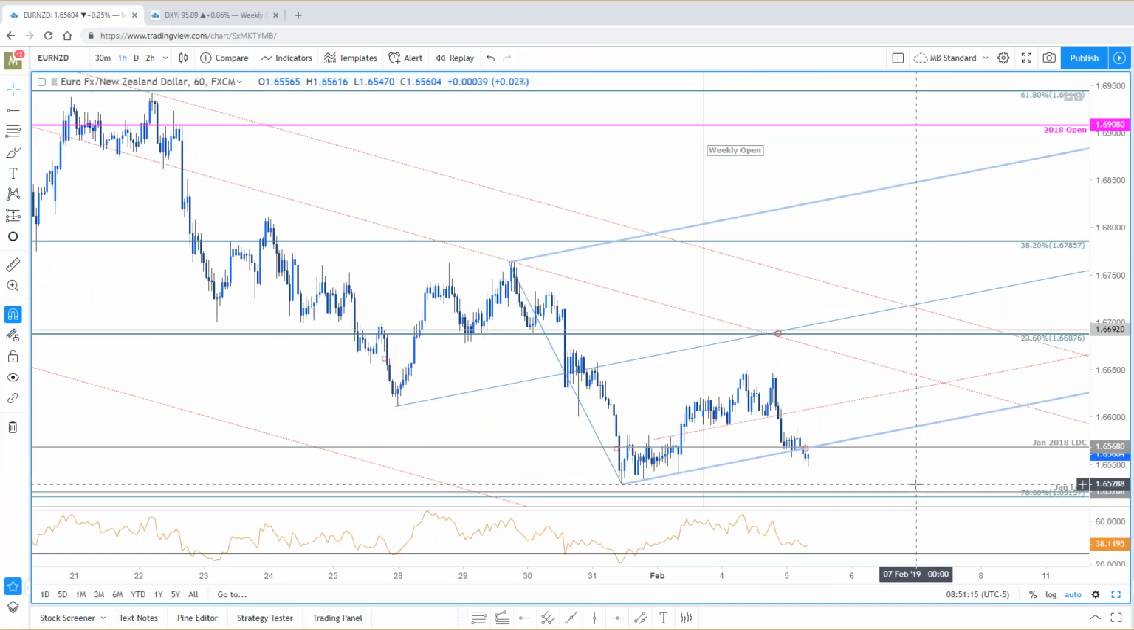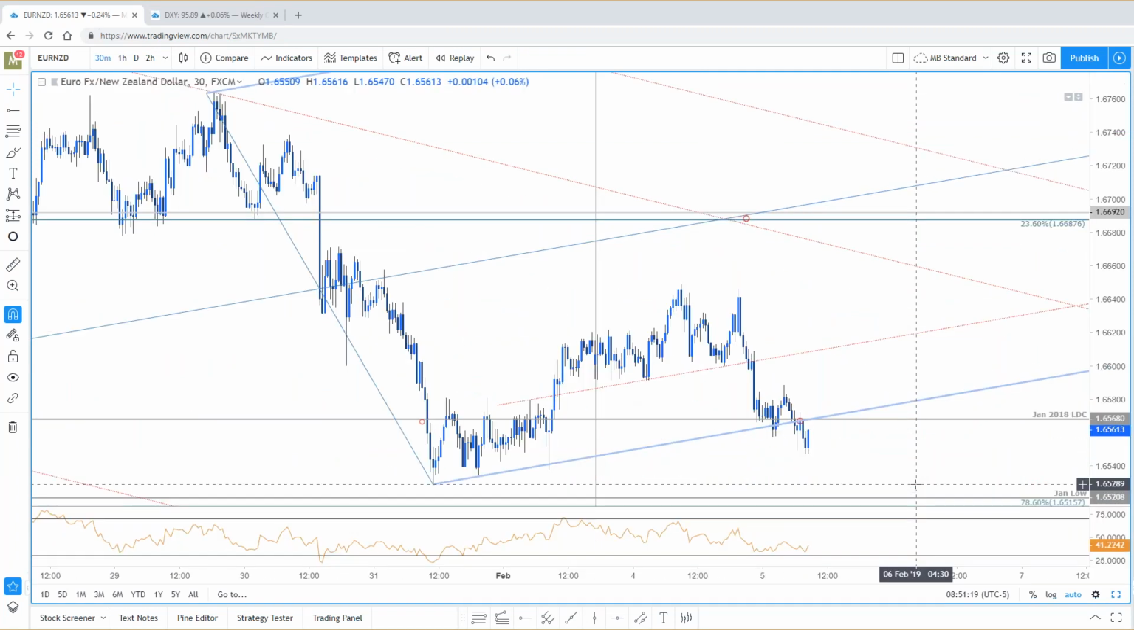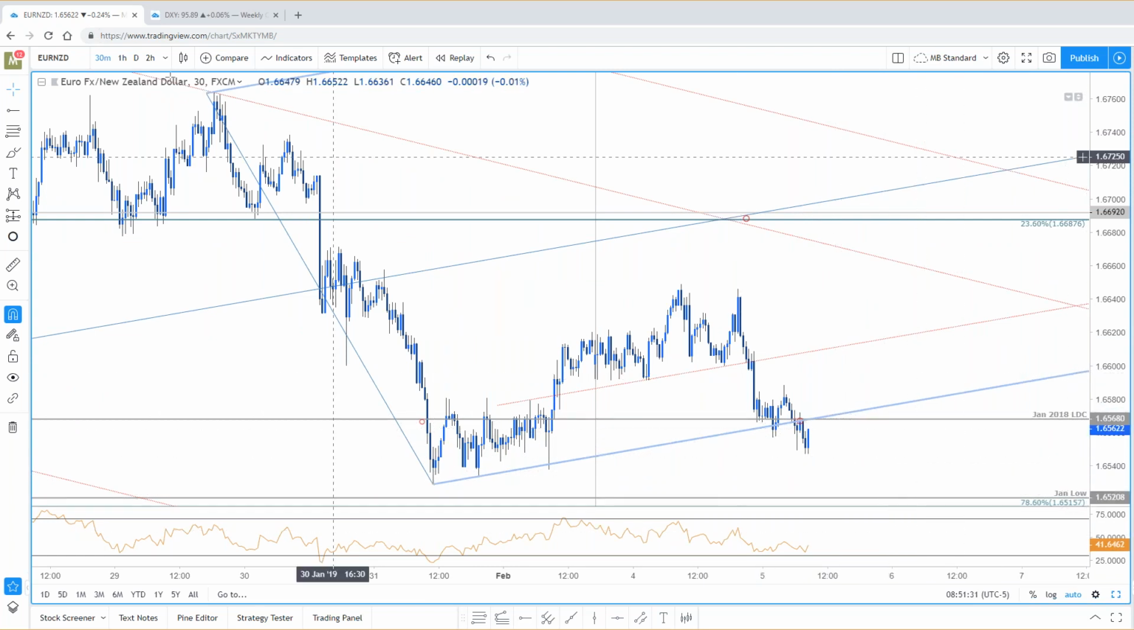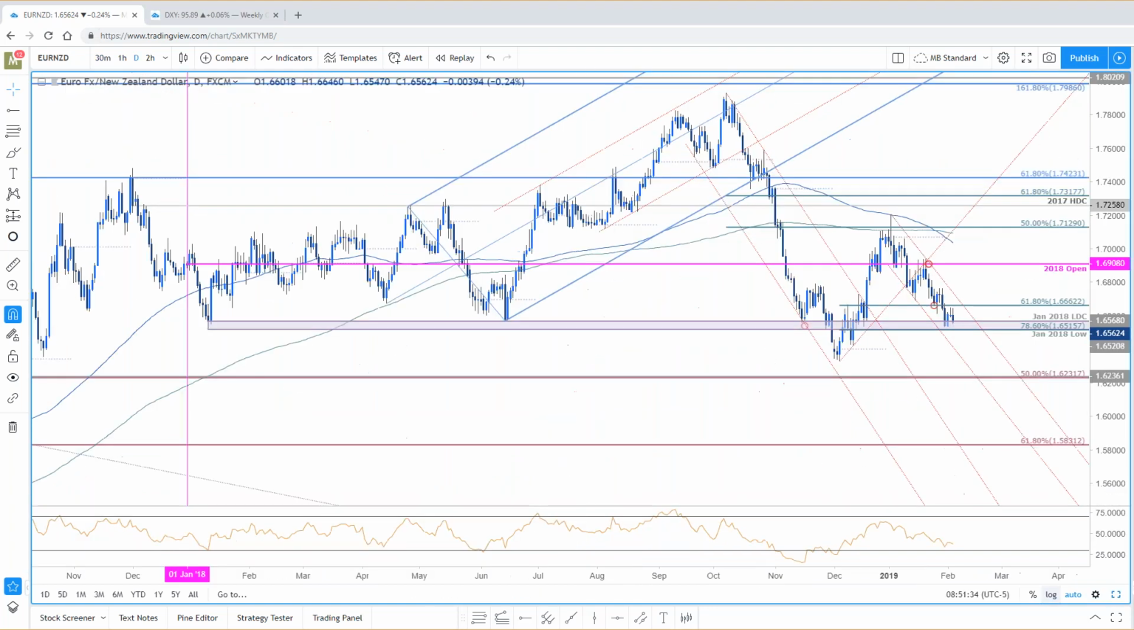I was looking at this on the 60-minute earlier. I was looking at it on the 30-minute earlier. Well, it looks like you're starting to mount something here. But if we recover and we post back up above 65.68, again, this is the January 2018 low day close. That's where I'm getting this level from, guys.